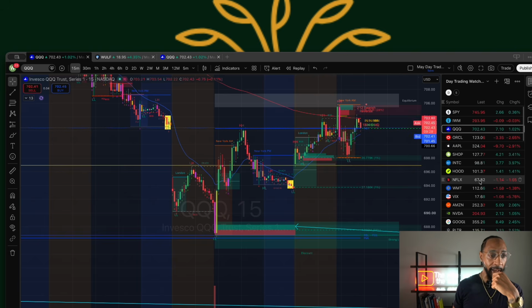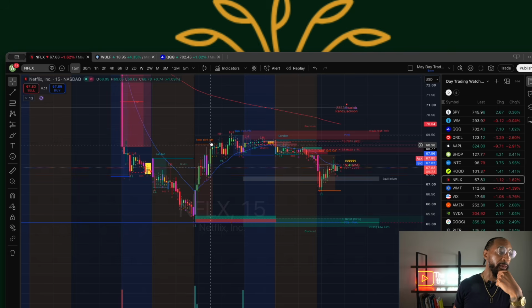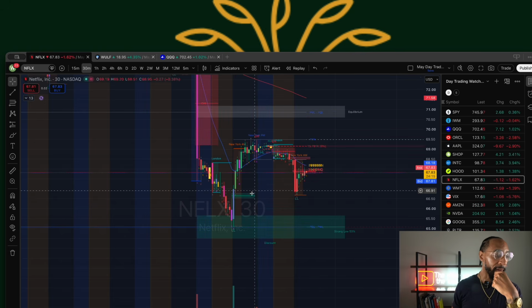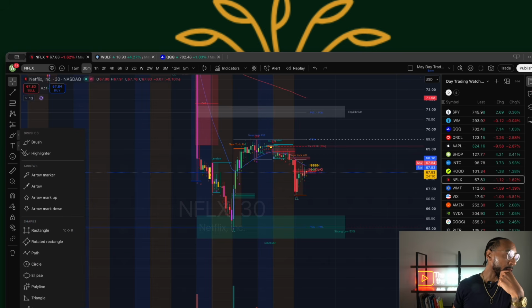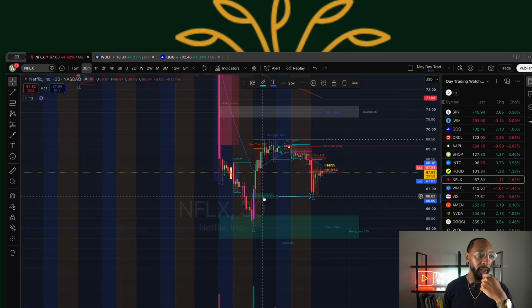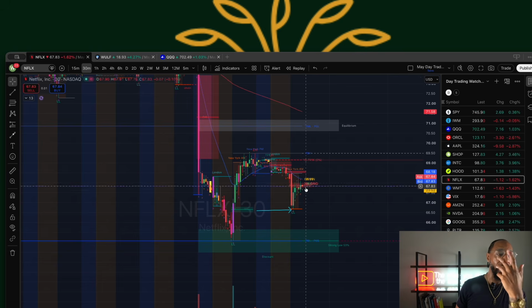So a good example, look at Netflix. Netflix had a failed 2 down on Friday, right? If we go to the 30-minute, we had a fair value gap right down here. Look where Netflix came down to. They came right into this fair value gap and then they bounced. So this is going to be your entry to go long if you want to day trade Netflix. Then you can enter here from 66 up to there, and you could be done.